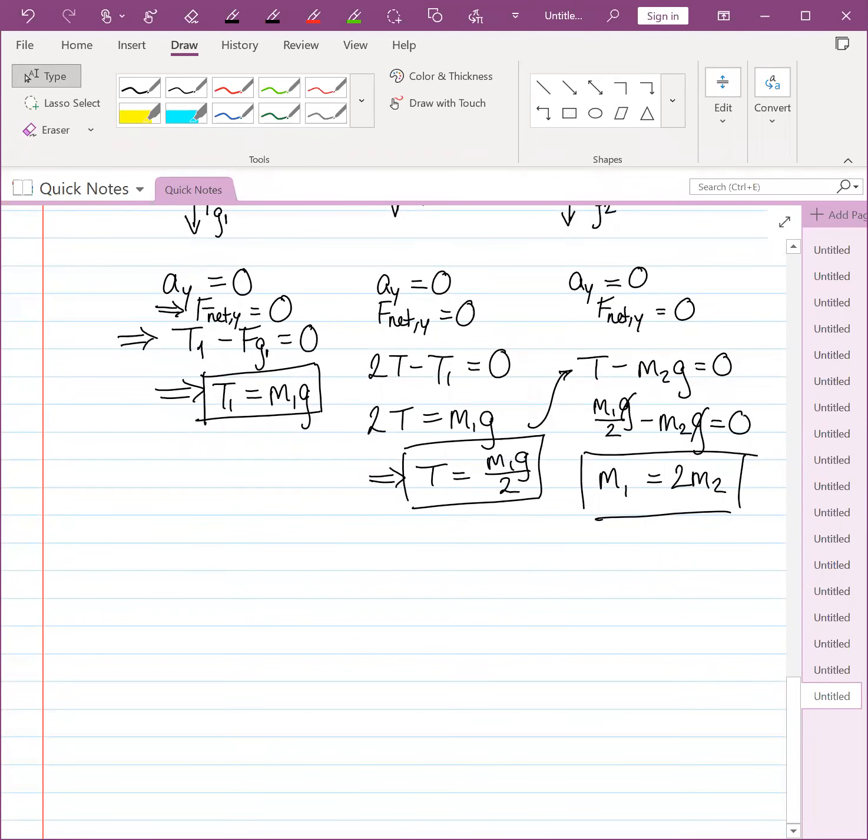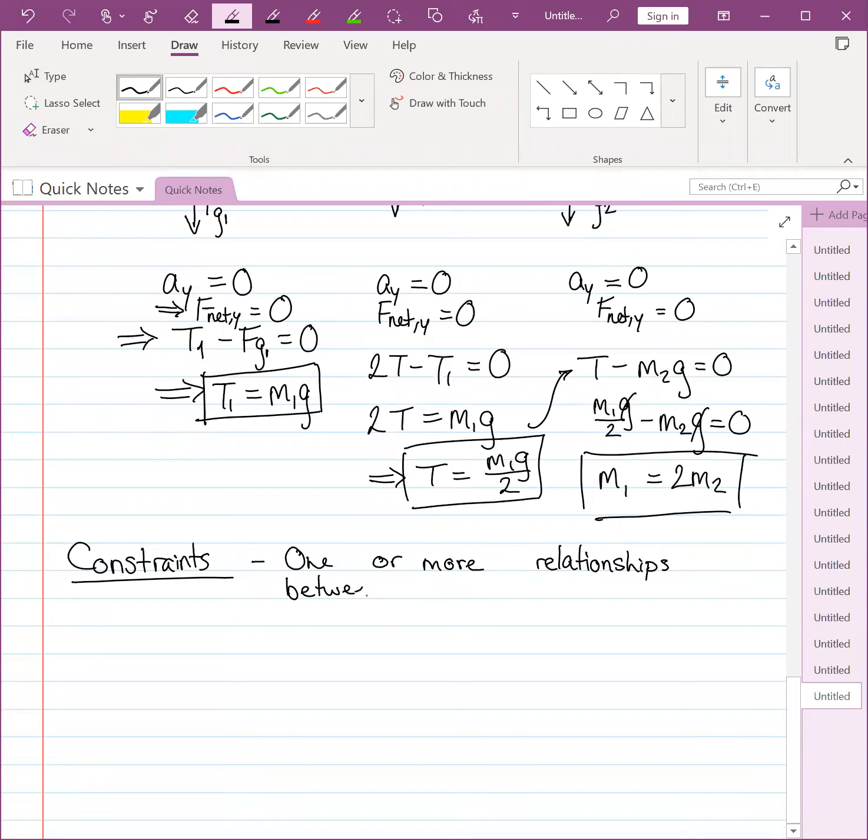I want to touch on another concept that will come up in these types of examples, and that is the idea of constraints. So constraints are mathematical equations, or actually, let me write this out in words for you. It is one or more relationships between quantities that describe the system, excluding Newton's laws.